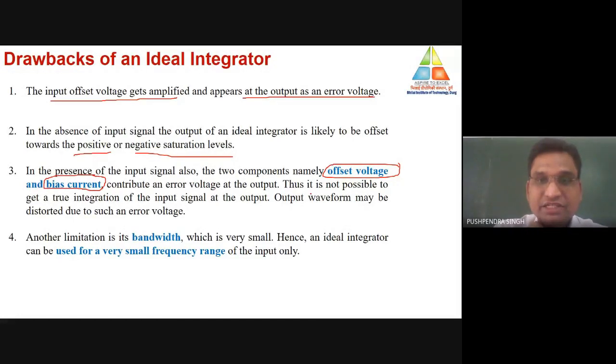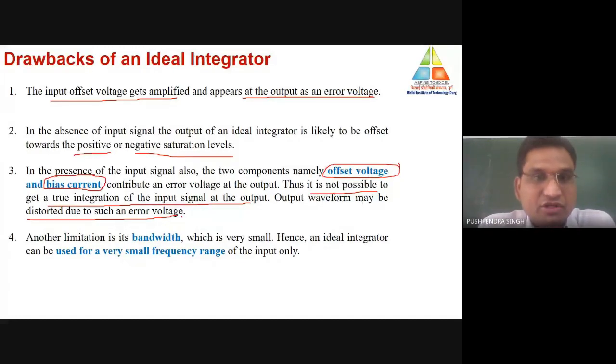So it is not possible to get a true integration of the input signal at the output. Due to the input offset voltage, the input bias current, and the higher value of gain of the ideal integrator circuit, we are not able to get the true integration at the output terminal. So what do we get? We are getting a distorted signal, as an error voltage, at the output terminal of the op-amp. So this is the first problem: the higher, constant value of the gain.